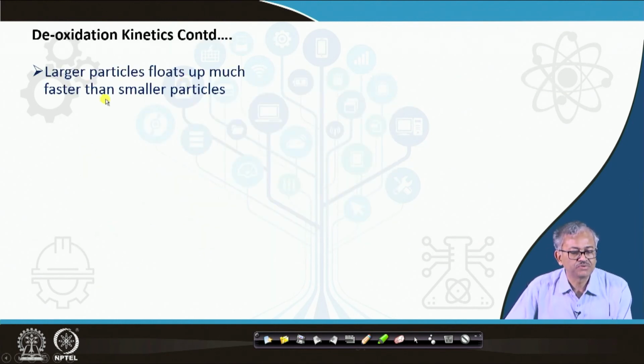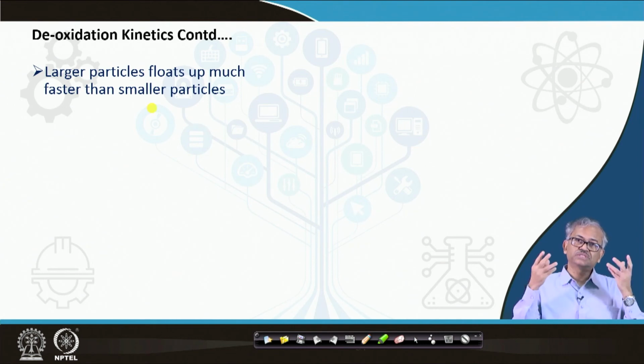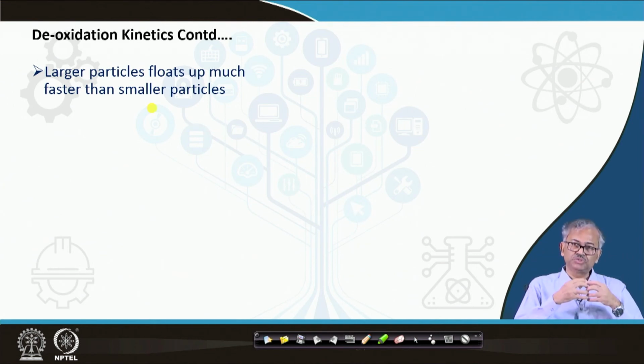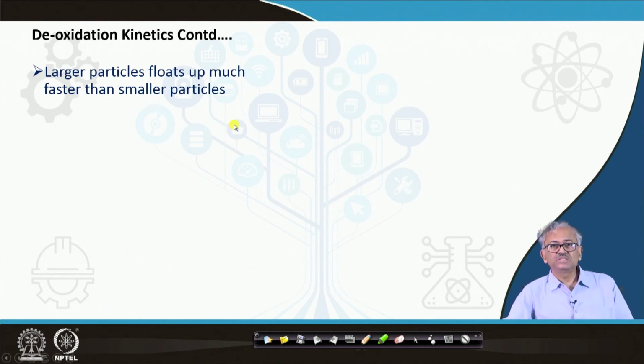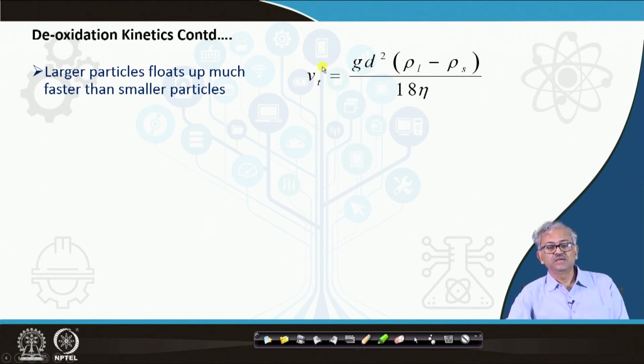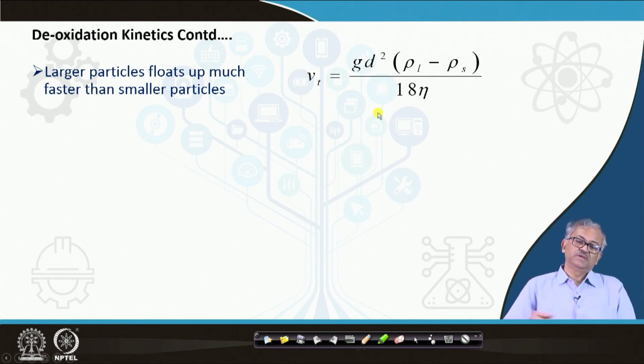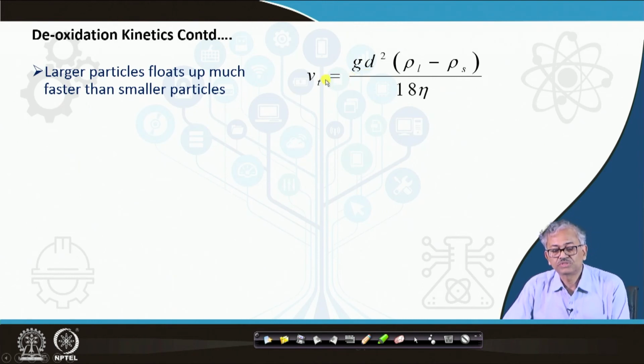Deoxidation kinetics continued. What we can do is, a large particle floats up much faster compared to smaller particles. So if I want to float the inclusion faster, I have to make a bigger inclusion, because a bigger inclusion floats much faster compared to a smaller inclusion. You can see simply the Stokes Law. Stokes Law says that the terminal velocity, the velocity at which the inclusion will rise up, is directly proportional to the diameter square. So it is not proportional to d only, it is proportional to d square. That's why the problem.